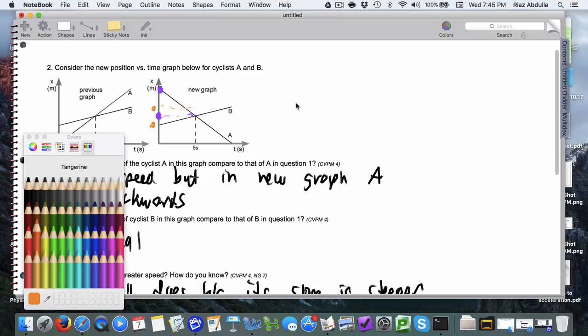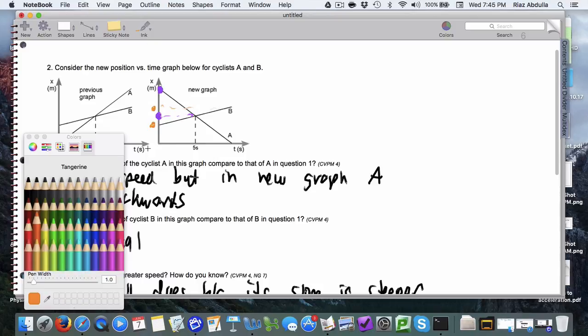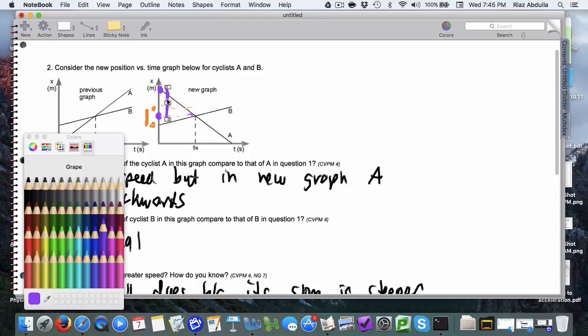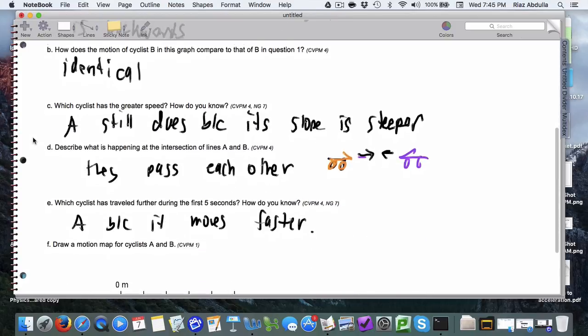Here's what I'm trying to say. Measured on the vertical axis right here, that's how much B covers. Now look at how much A covers. Look at that. It moves so much further down the vertical axis that when we compare this to this, clearly A has moved further. So that's another way of saying it.